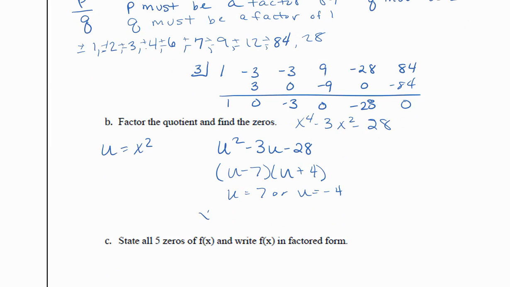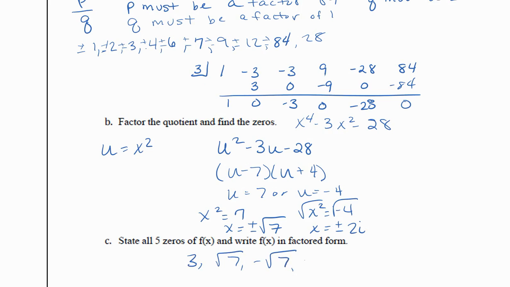So if x squared equals 7, then x would be plus or minus the square root of 7. And if x squared equals negative 4, we take the square root and we get x equals plus or minus 2i. Okay, so our 5 zeros now, we knew that 3 was a 0, and we just found 4 more. Square root of 7, negative square root of 7, 2i, and negative 2i.